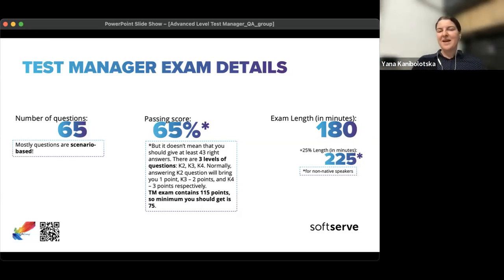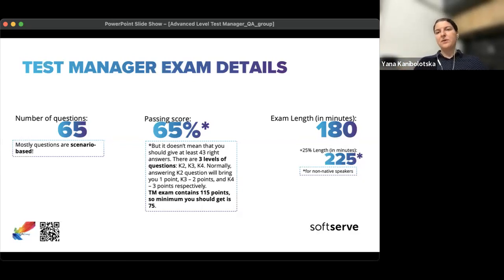Exam length, it's 3 hours normally, but you can get an extension for non-native speakers. It will be plus 25%, but you should be careful here and consult your vendor. A vendor is the organization or certification center that will provide you this exam, because sometimes you need to request it, and normally, as I understood, you need to request it in advance, even before you register for the exam. And you should write a letter to some lady, they have it in the instructions. So you should write a letter and they should approve your time extension.